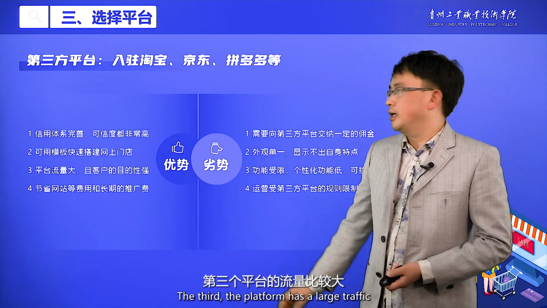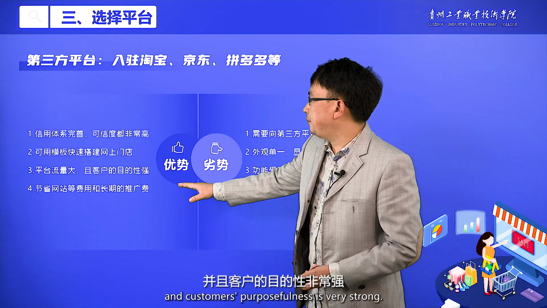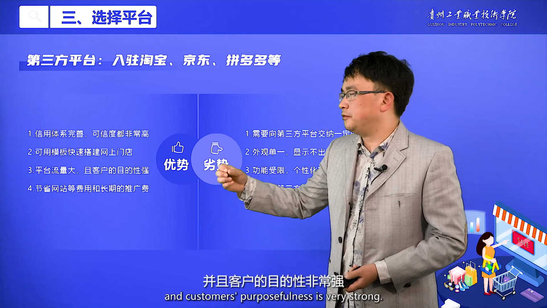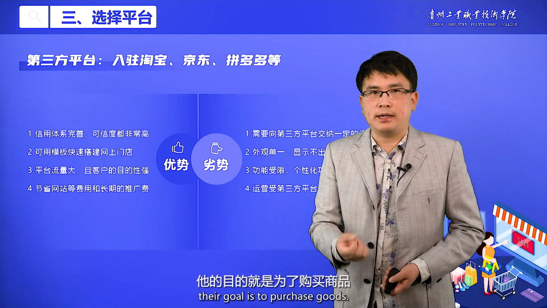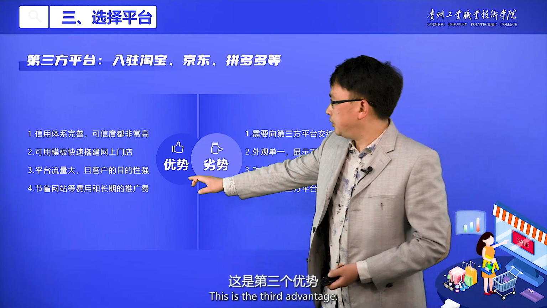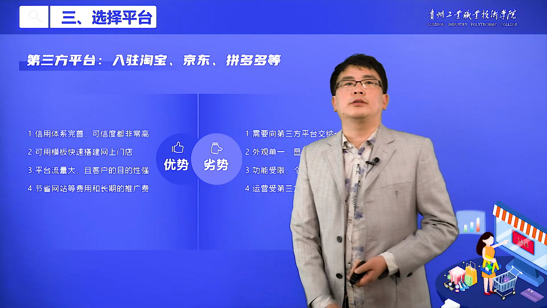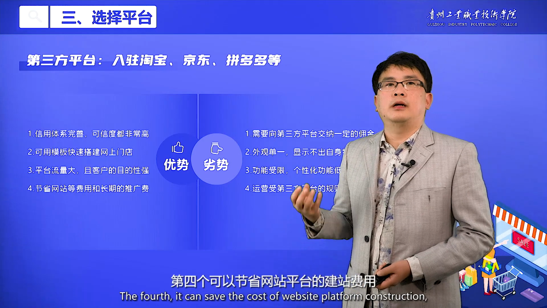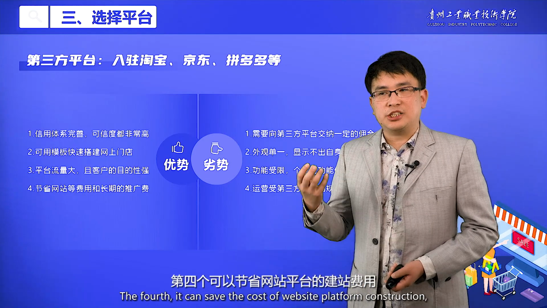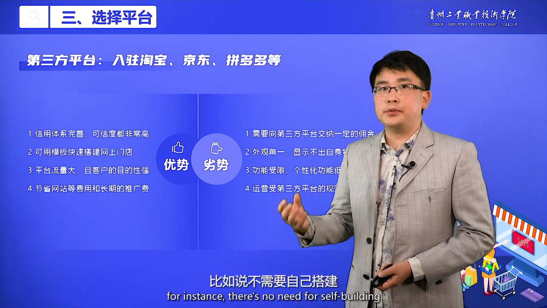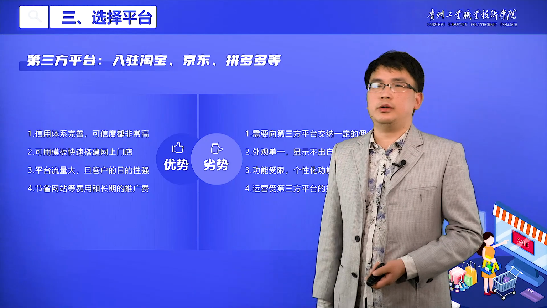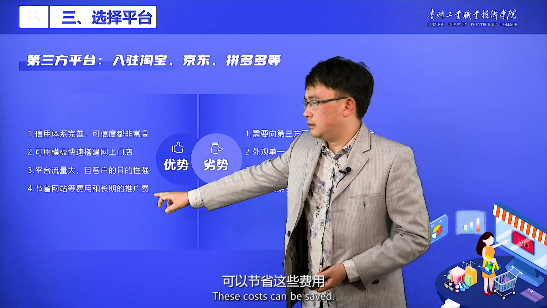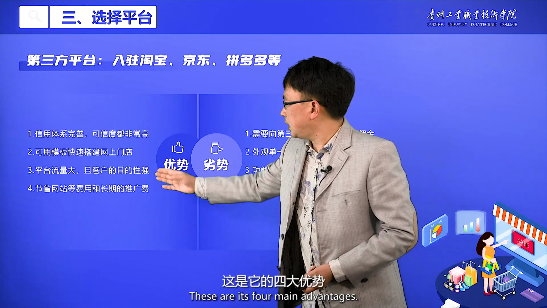The third, the platform has a large traffic, and customers' purposefulness is very strong. For example, when customers come to this platform, their goal is to purchase goods. This is the third advantage. The fourth, it can save the cost of website platform construction. For instance, there's no need for self-building, for self-promotion specifically. These costs can be saved. These are its four main advantages.